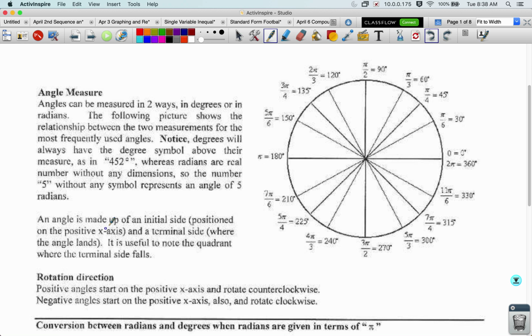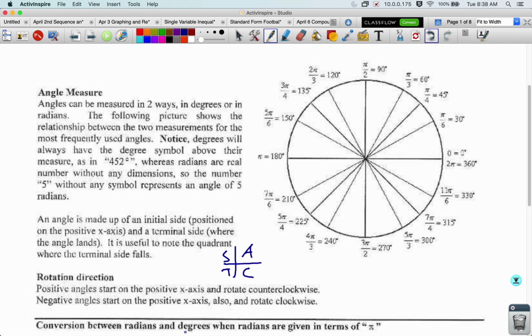All right, an angle is made up of an initial side, positioned on the positive x-axis, and the terminal side, where the angle lands. It's useful to note the quadrant where the terminal side falls. Why is that useful? Well, it's because of our All Students Take Calc diagram. If I know which quadrant I'm in, I know if my trig function should be positive or negative.